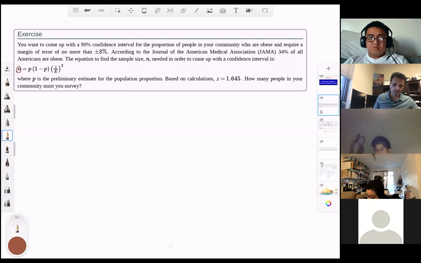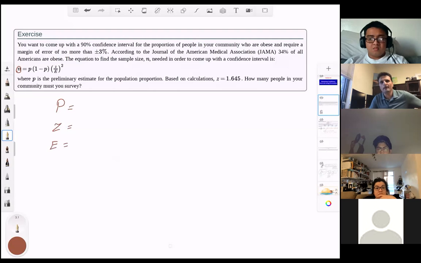All right, in order to solve for n, we need to know what is p, what is z, and what is e. We substitute it to that formula and we get n. So p is 34%. This is our probability p. And our error is plus minus 3%. This is our e. And we have z, which is 1.645.